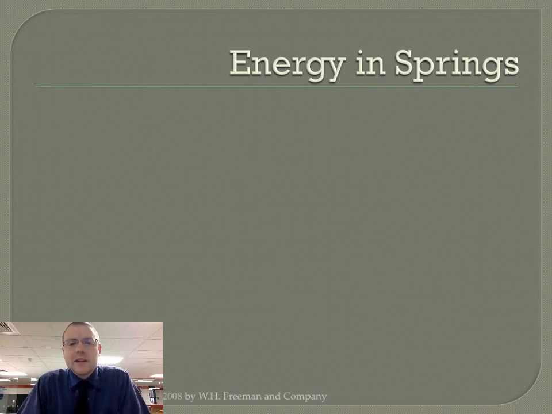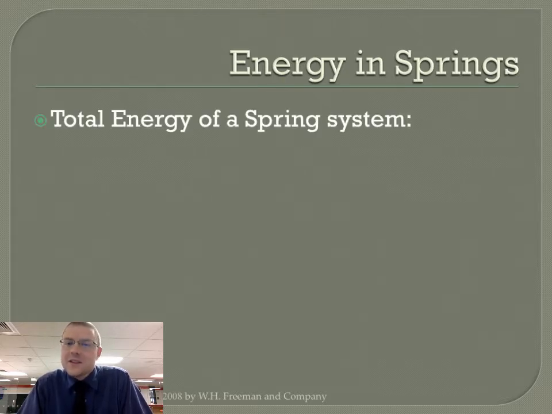Everybody, what we're going to look at today is energy in springs, and we want to analyze the oscillations back and forth and see what types of energy the mass spring system possesses as we see these oscillations go back and forth and back and forth. So obviously the total energy of the system is going to be the sum of our kinetic and our potential energies.